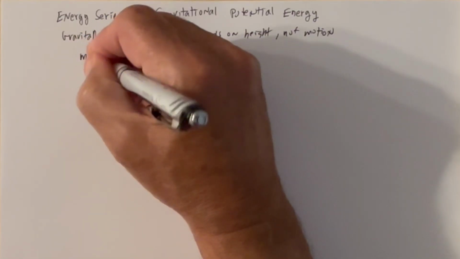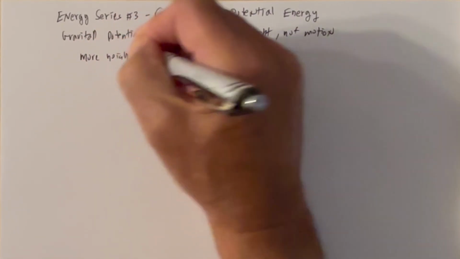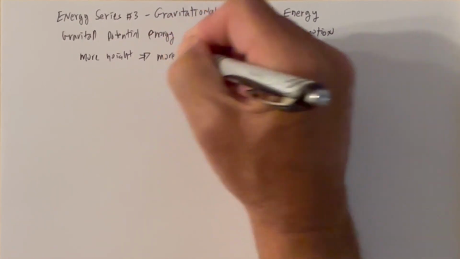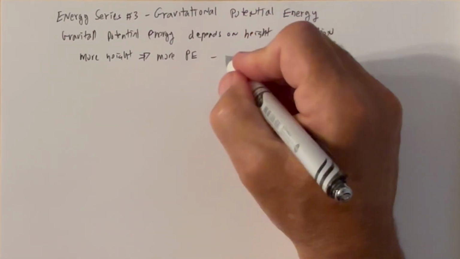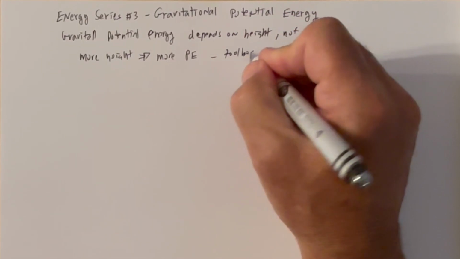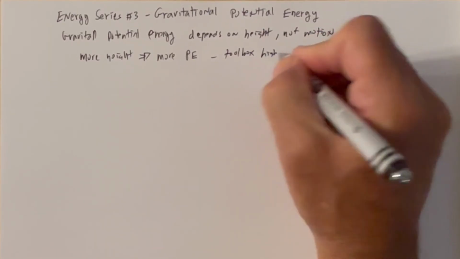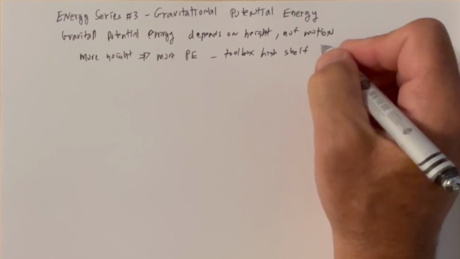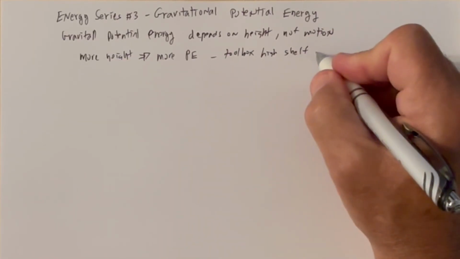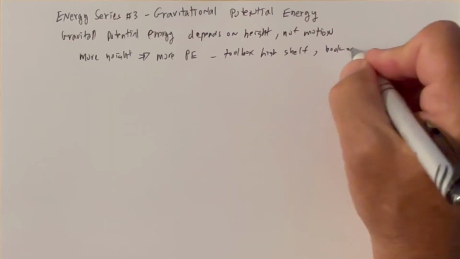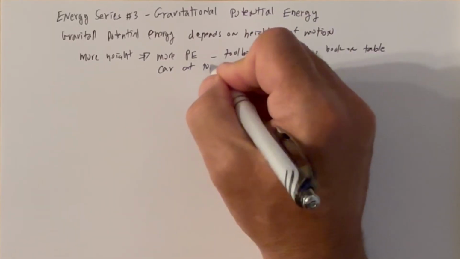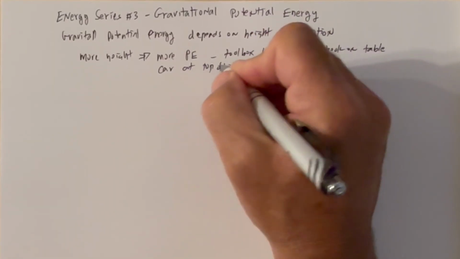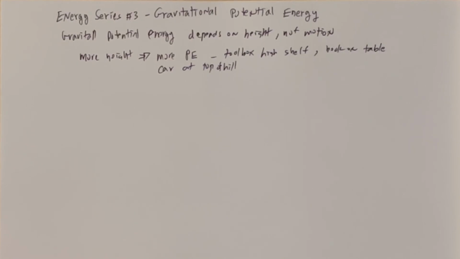So more height implies more potential energy. We write that as potential energy. That would be like if we put a heavy toolbox on a high shelf. It has a lot of potential energy. If it falls, it's going to make a lot of noise and hurt something. A book on a shelf, or a table, or for instance, a car at the top of a hill. All those have potential energy relative to the ground, relative to whatever the 0 point is.